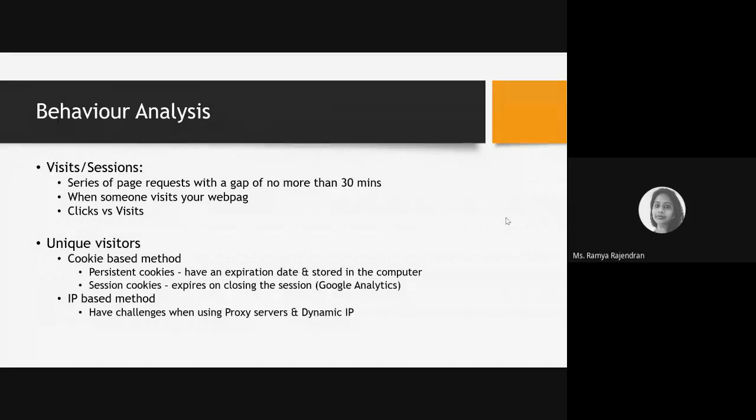Okay, and next is unique visitors. As you all know, it's the number of unique visitors that the website has seen in a particular period of time. So how can we measure this? This can be measured based on two methods: the cookie-based method and the IP-based method.